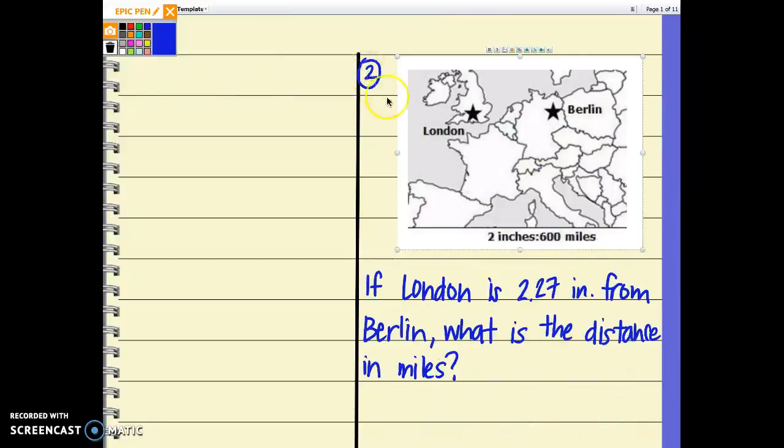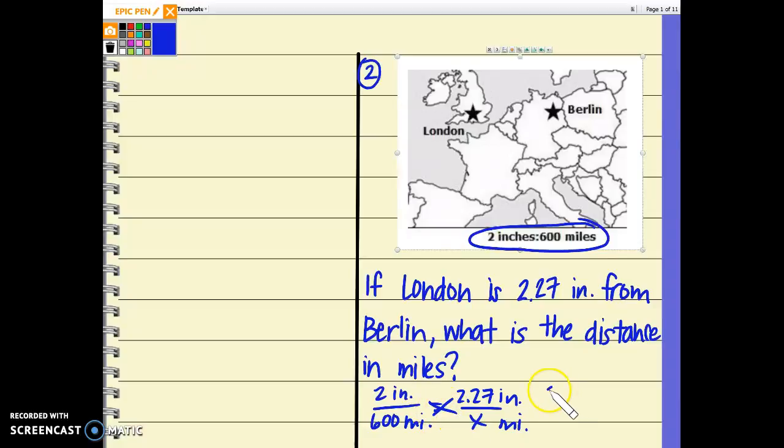Alright, so another example. So we have a map of Europe, and the scale is 2 inches for every 600 miles. So we'll set the proportion up. 2 inches, 600 miles. I got that from right there. So it says if London is 2 27/100 inches from Berlin, what is the distance in miles? Alright, so we'll put inches on top to match our units up, miles on bottom. We're solving for the number of miles.